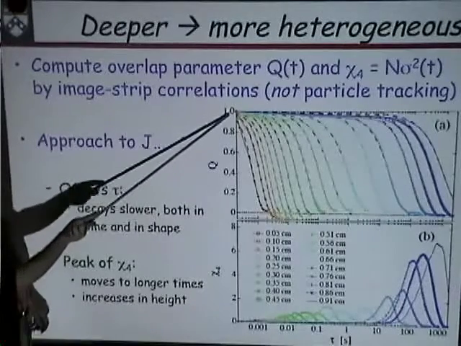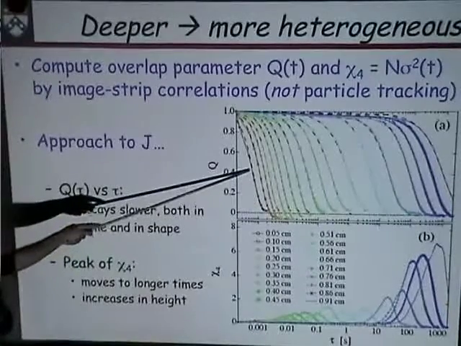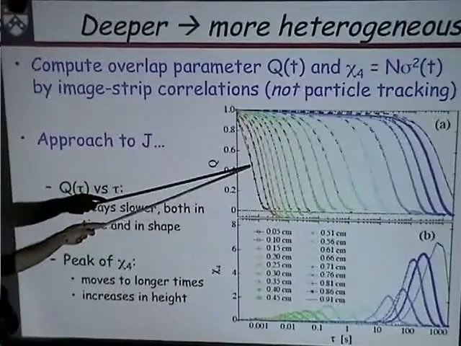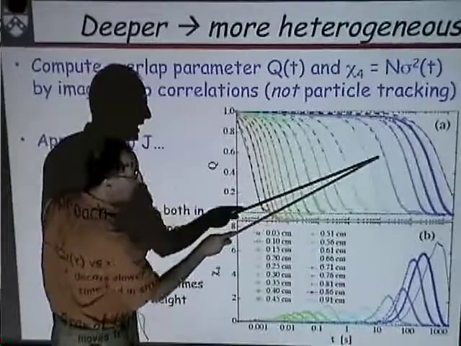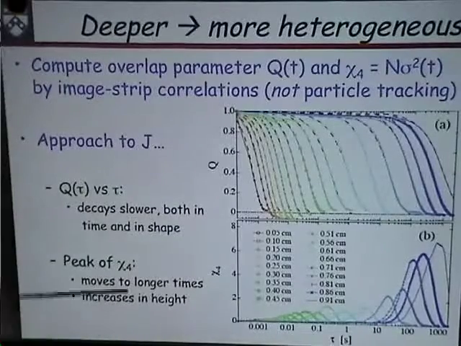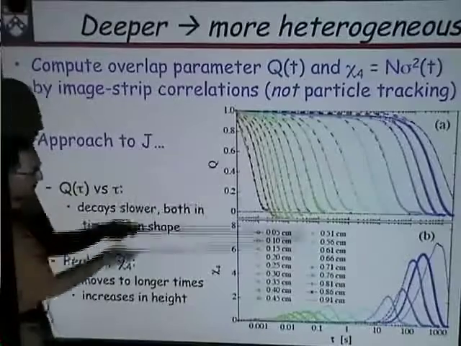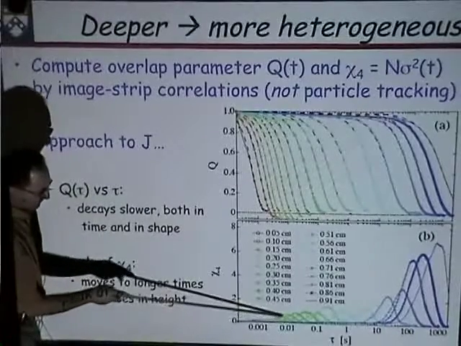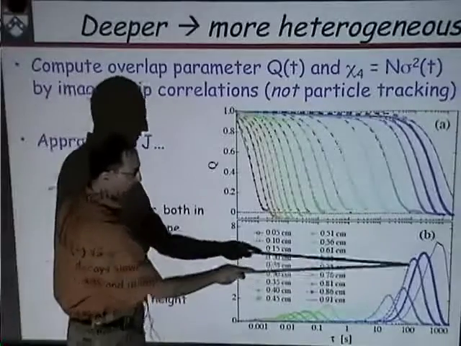So if you normalize it to decay from 1 to 0, here's the data. Near the surface, it decays very quickly, with nearly an exponential shape. As you go deeper into the sample, it decays more and more slowly, and it has more of a stretched exponential shape, a little bit broader. At the same time, as we go out, the peaks follow it. Peaks also go out in time, and they get larger and larger.